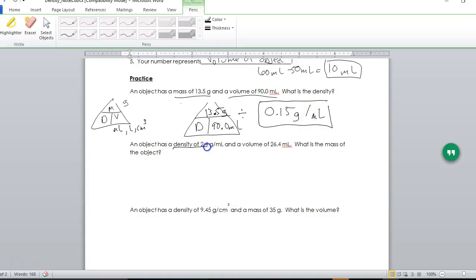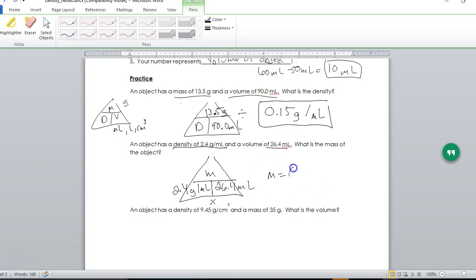All right, next one. An object has a density of 2.4 grams per milliliter and a volume of 26.4 milliliters. What is the mass? Okay, so we're going to use the triangle equation to plug in our numbers here. The density they gave us is 2.4 grams per milliliter. The volume is 26.4 milliliters. So what is the mass? Okay, so they're next to each other. So do we multiply or divide? We multiply.